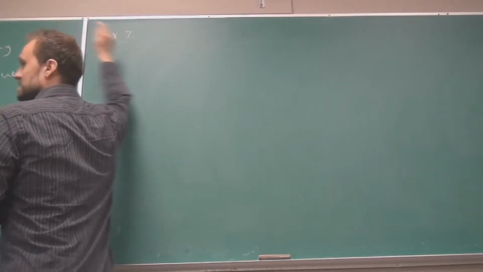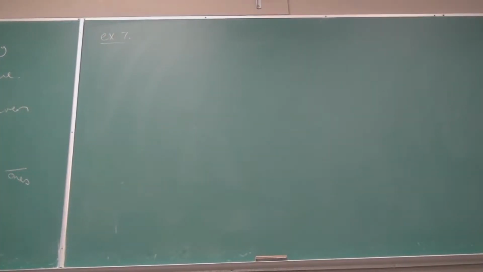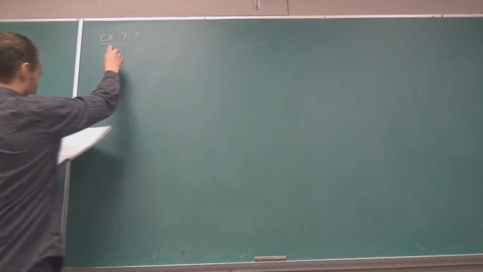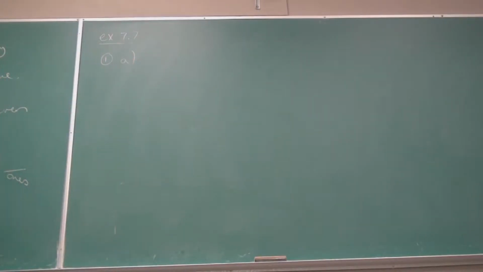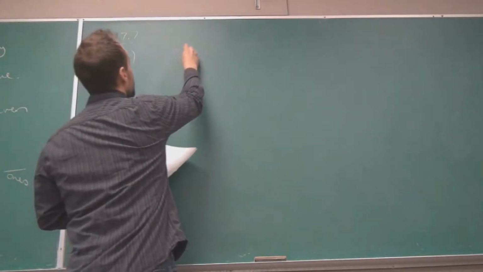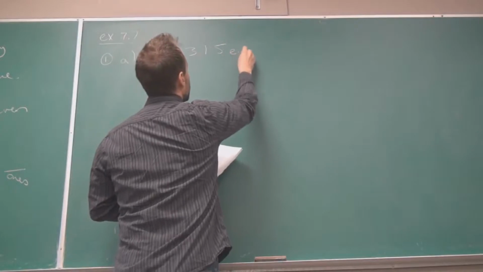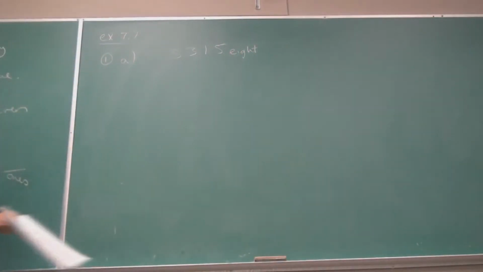Exercise 7.7. That's a convert back and forth question. First, given a base value number, again indicated by the little subscript, which tells me how I'm counting, what the places represent, convert that to a decimal number. So I have 3315 base 8.